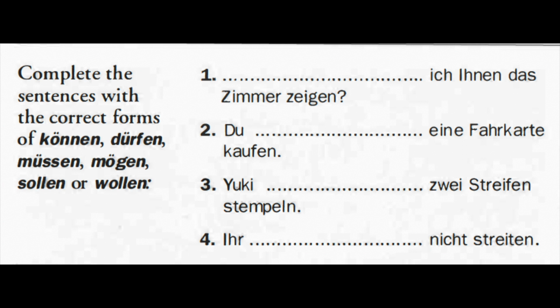Right. Number 3. Yuki muss 2 Streifen stempeln. Right. And number 4. Ihr sollt nicht streiten. Ihr dürft nicht streiten. Ihr könnt nicht streiten. Ihr müsst nicht streiten. Ihr wollt nicht streiten. Anything goes. I mean, if it makes sense in a certain context, right?